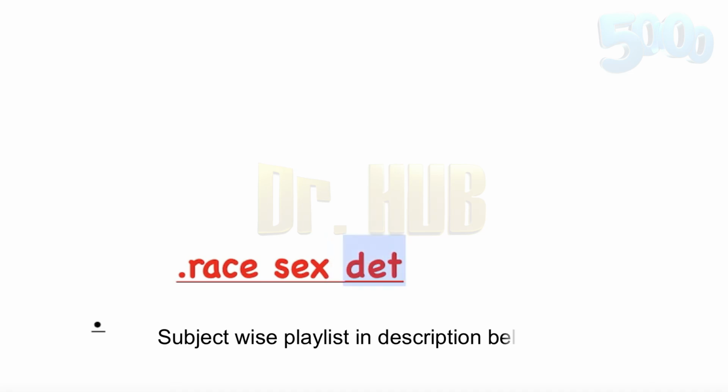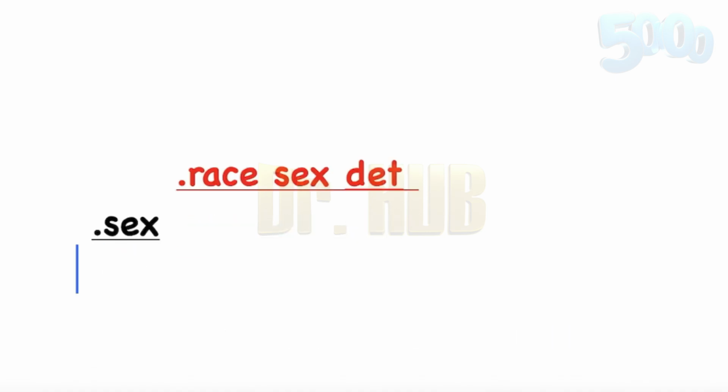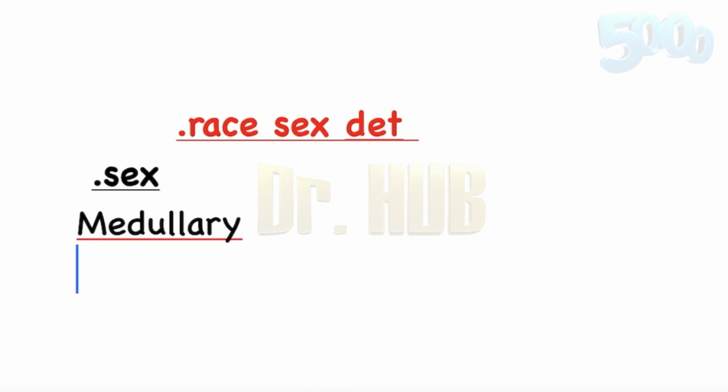Today let's learn about the determination of the race and the sex of the individual. To begin with, let's look at how to determine the sex of the individual. The sex of the individual is determined using something known as the medullary index. So what is the medullary index? It means the diameter of the medulla by the diameter of the whole bone into 100. It is simple to understand.